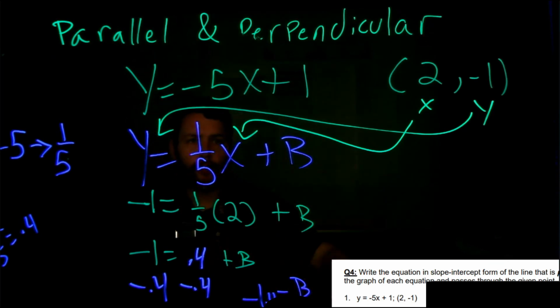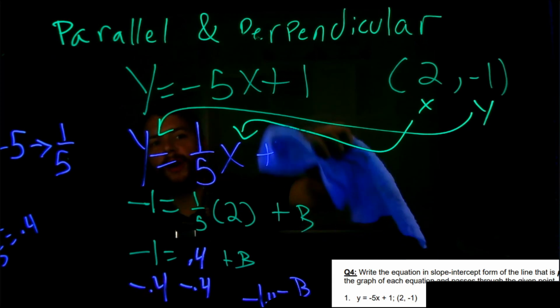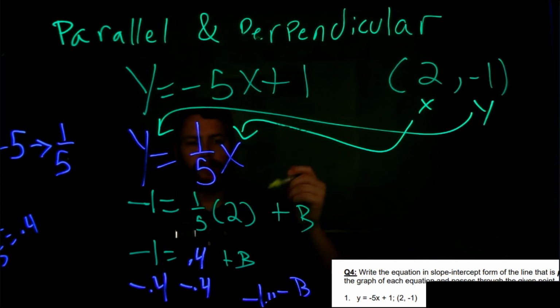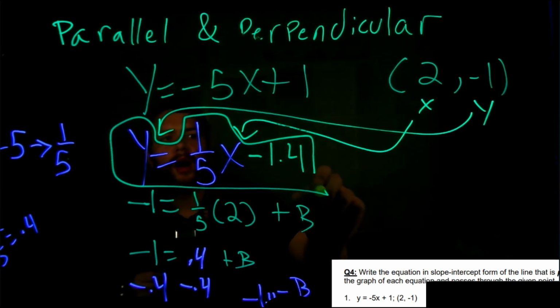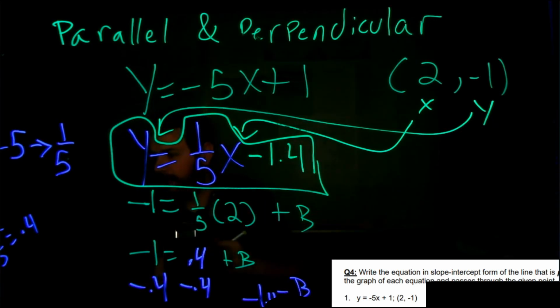So I'll go back to my answer here. I'll erase the b that we were holding for and the plus sign. And right here I'll put minus 1.4. And that's my answer. This is the equation of the line that is perpendicular to negative 5x plus 1, but it also contains the point 2 and negative 1.